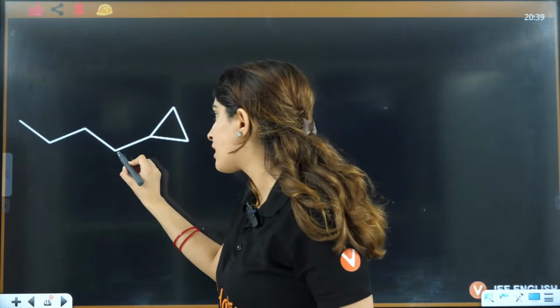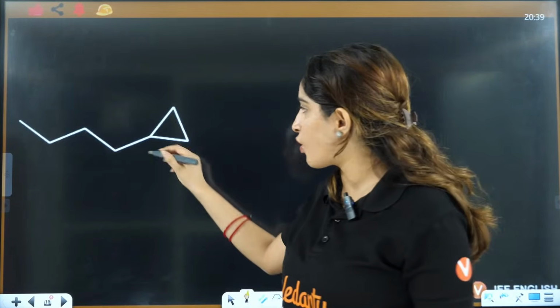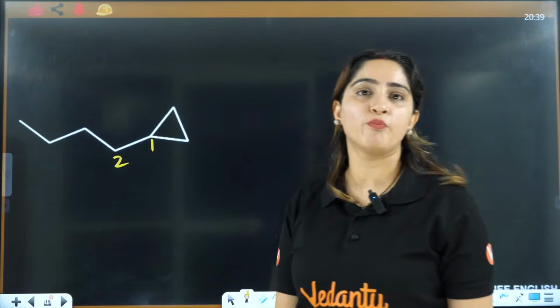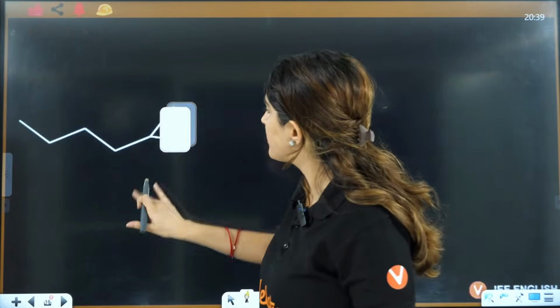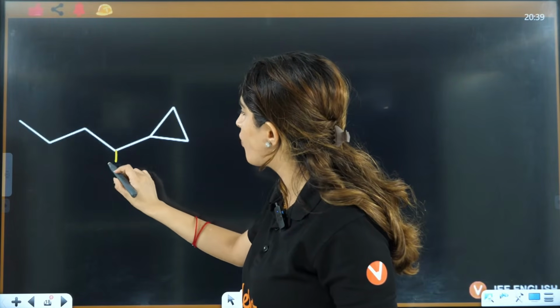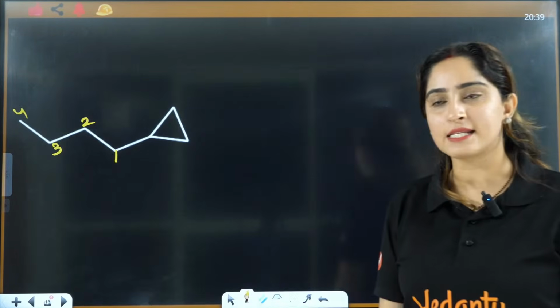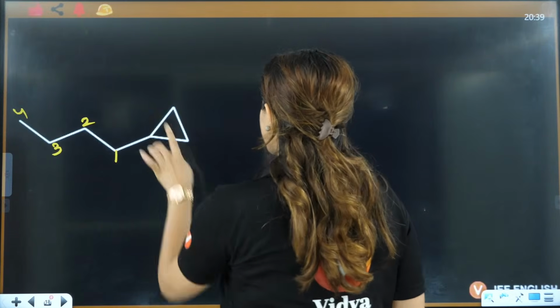So it will be 1, 2. Seriously, some students draw the open chain like this, 1, 2. This is not a part of the open chain. This is part of this cycle, right? So that's why this is 1, this is 2, this is 3, this is 4, right? So here, on the first position you have cyclo.